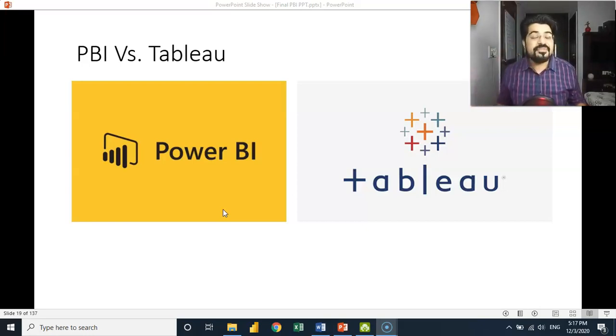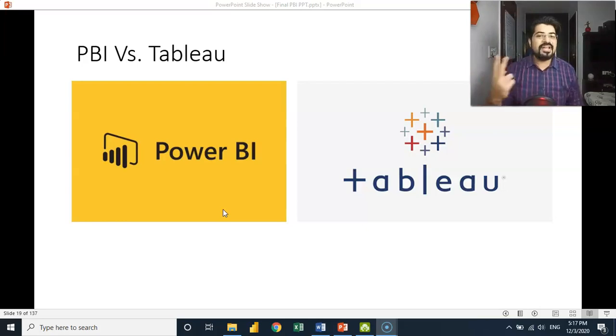DAX stands for Data Analysis Expressions, a way of writing functions, and trust me, with the help of DAX, you can actually get way-ahead analysis of the data, which can't be done in Tableau. That simple. So the first major difference between Tableau and Power BI is the DAX function.